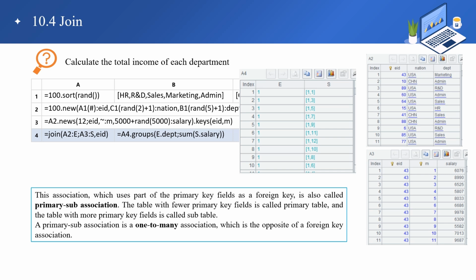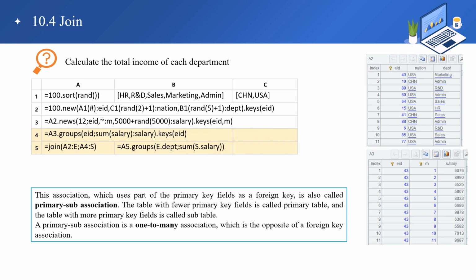We will also use this join to handle the primary subassociation, instead of always using switch and the join mentioned in the previous section. Sometimes, we'll do a groups to the subtable first and then join with the primary table. For example, for the previous problem, after A4 performs group aggregation, a table sequence with grouping key as the primary key is formed, which has the one-to-one homo-dimension relationship with A2.